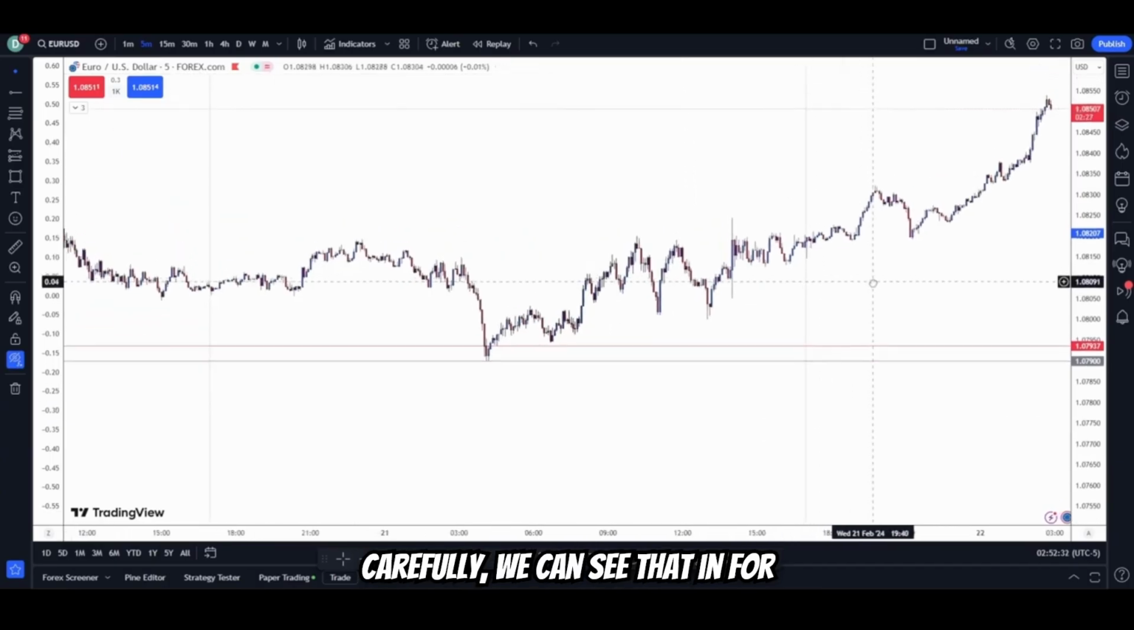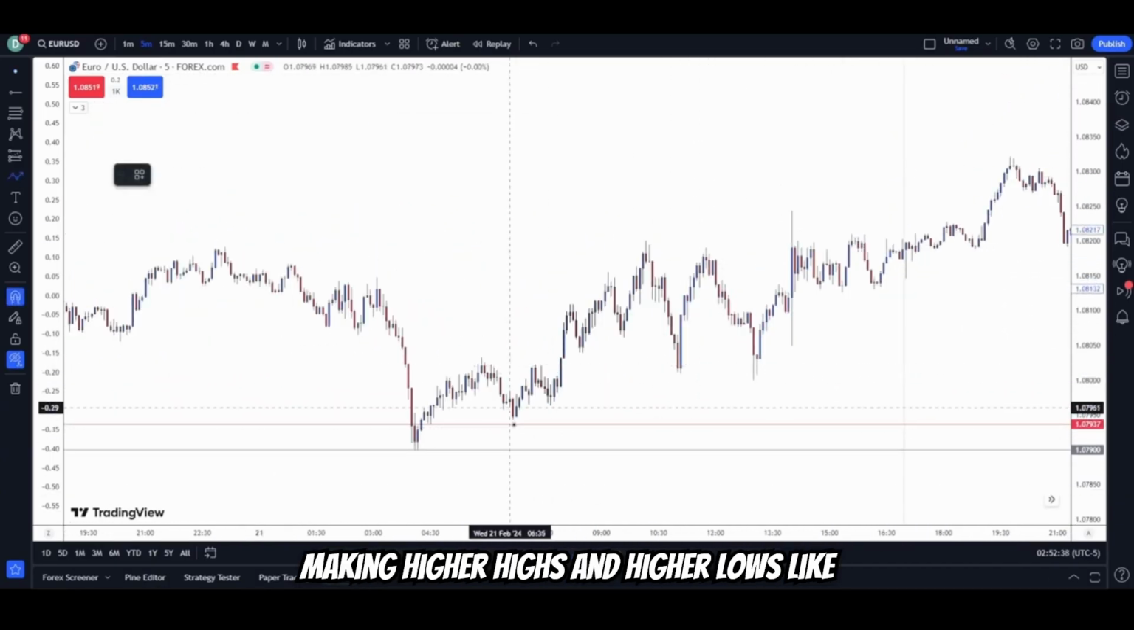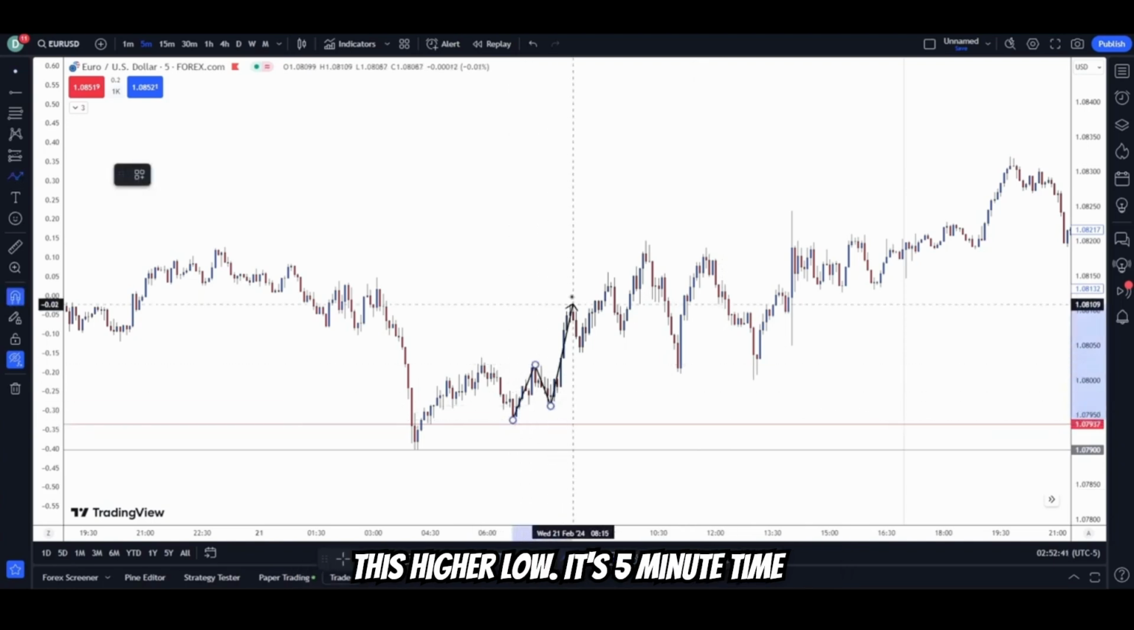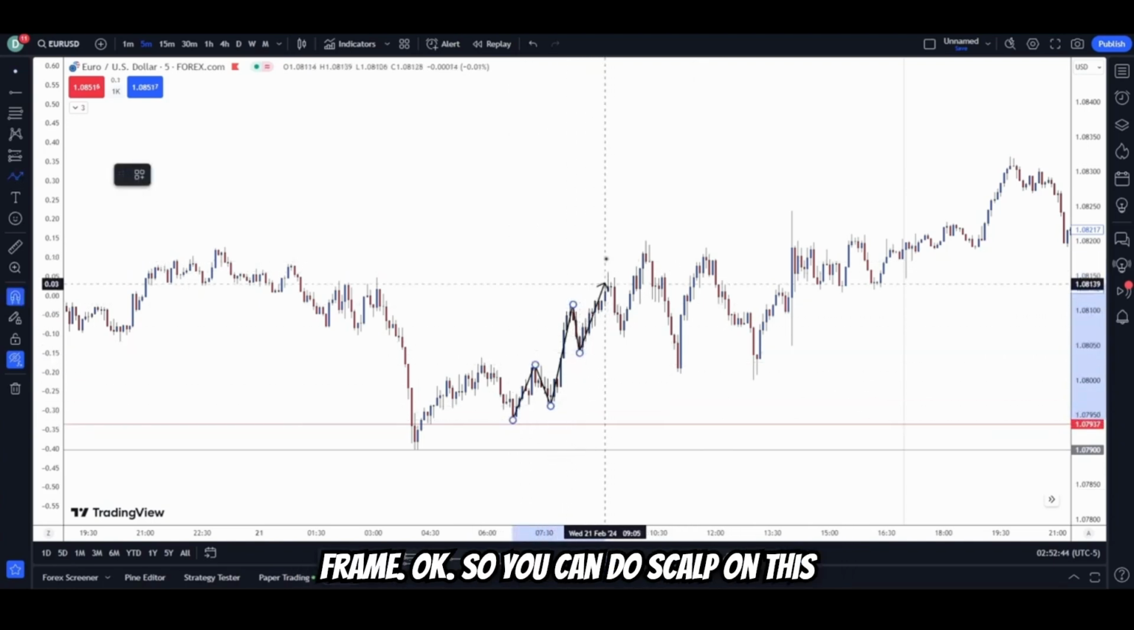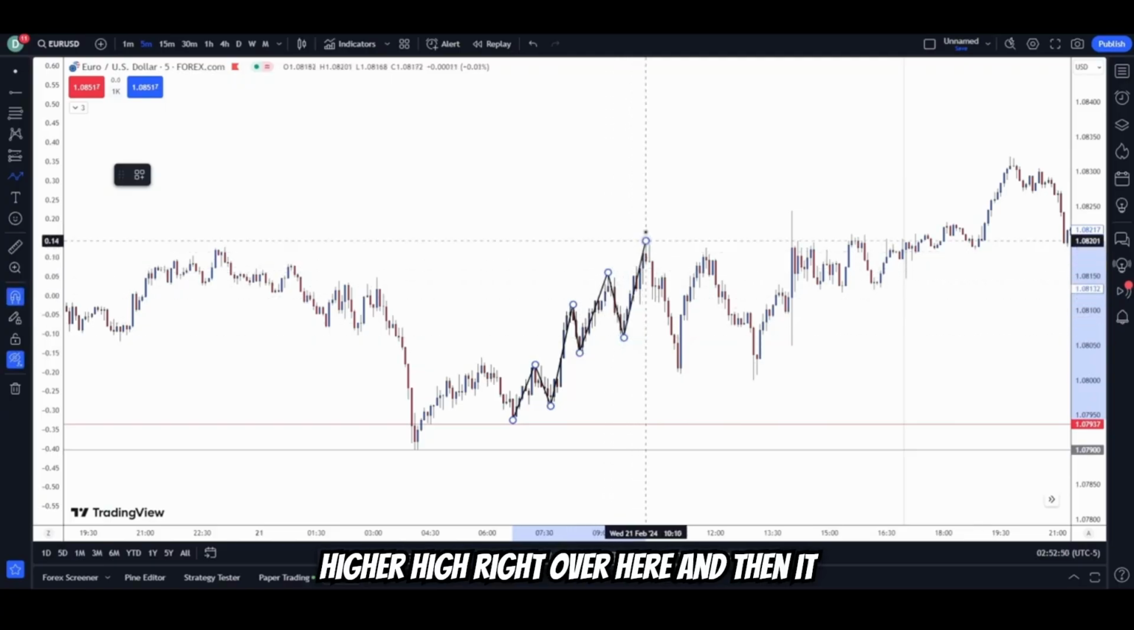If you look carefully, we can see that for scalpers, okay, they can see that price was making higher highs and higher lows like this. Higher low, it's the 5-minute time frame, okay? So you can do a scalp on this higher high, higher low, and then another higher high right over here, and then it gave us this.